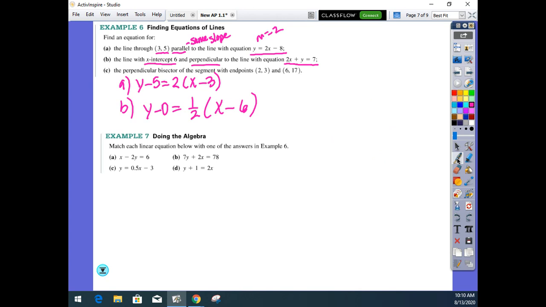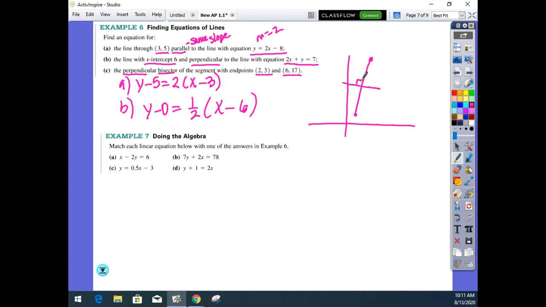Perpendicular bisector with these endpoints. Anytime you need to sketch out your information to get a better understanding, it doesn't even need to be accurate. So 2, 3, say, is here, 6, 17 is up here. If we connect those 2 points, what's key for the perpendicular bisector? It's going to, first of all, cut it in half and then be perpendicular.